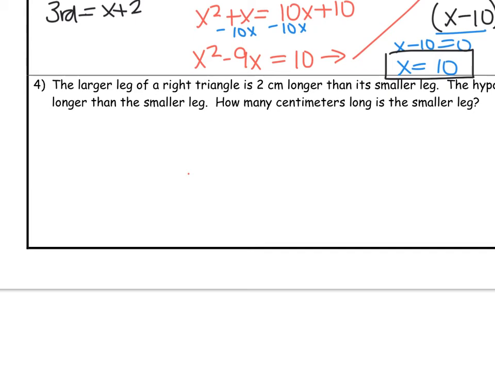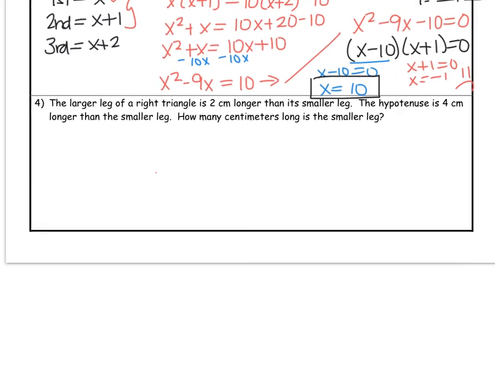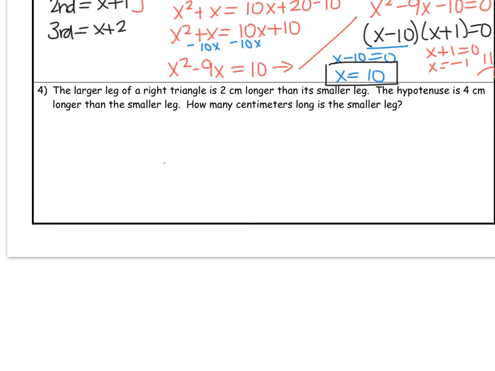Okay, let's see if you can try example number 4 on your own. The larger leg of a right triangle is 2 centimeters longer than the smaller leg. So right triangle, that's what we're going to draw. The larger leg we're going to call x plus 2, which is 2 centimeters longer than the smaller leg x. The hypotenuse is 4 centimeters longer than the smaller leg. So we have x, x plus 2, and x plus 4. We need to find out how many centimeters long the smaller leg is.